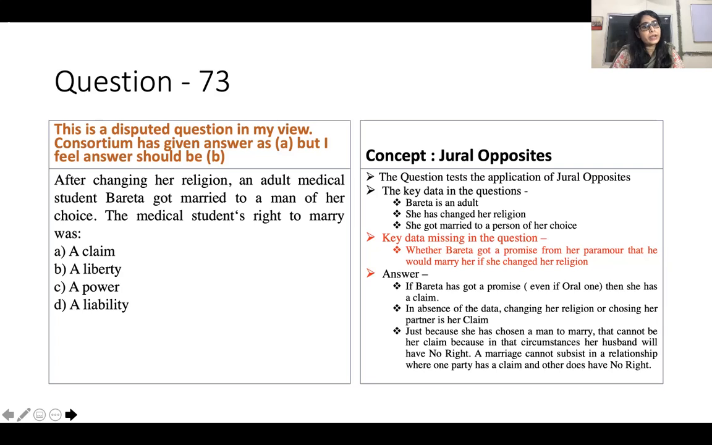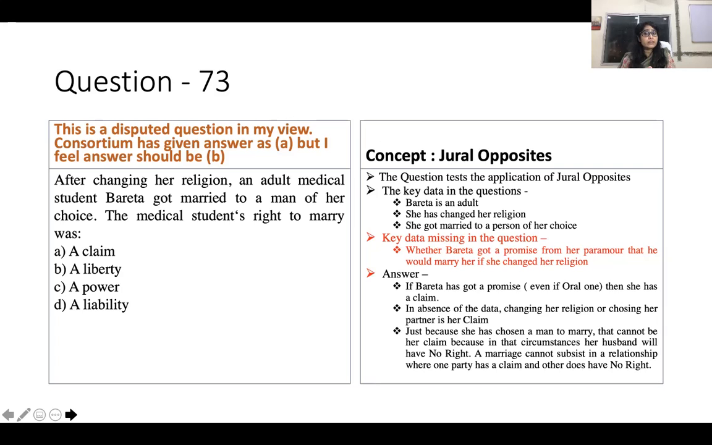The medical student's right to marry was a claim, a liberty, a power, a liability. Now here the concept used is jural opposites. The question tests the application of jural opposites, and the key data in the question, what is it? Bareta is an adult, right?